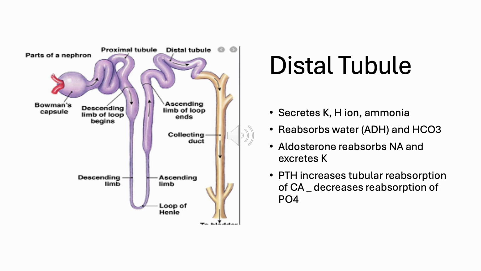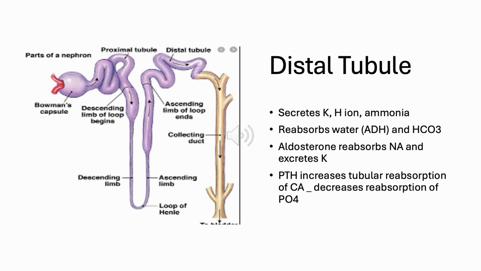It also secretes H ion, which means we lose hydrogen in our urine. Remember, that's acidic, so we lose acid in our urine. And ammonia, we also lose that in our urine. It helps us reabsorb water under the influence of ADH, antidiuretic hormone. And bicarb helps us reabsorb water in bicarb.